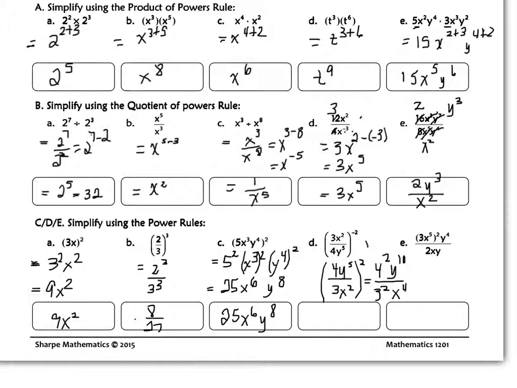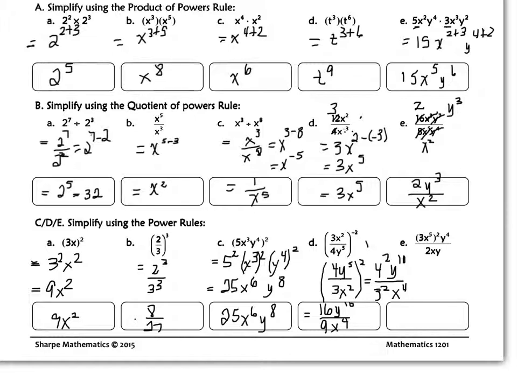So I'm going to multiply those powers. So that's going to leave me with 16 in the top, y to the 10th, over 9 x to the 4. And there's no common factors for 9 and 16, and there's no common factors for the powers of y and the powers of x. So that would be finished.